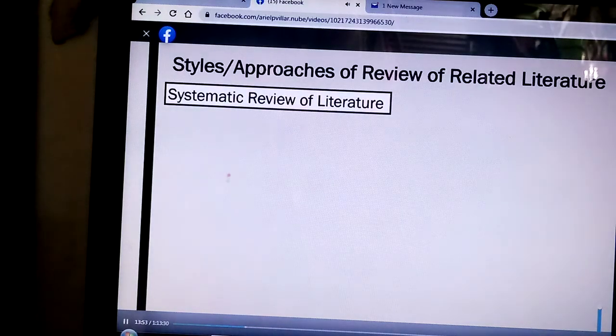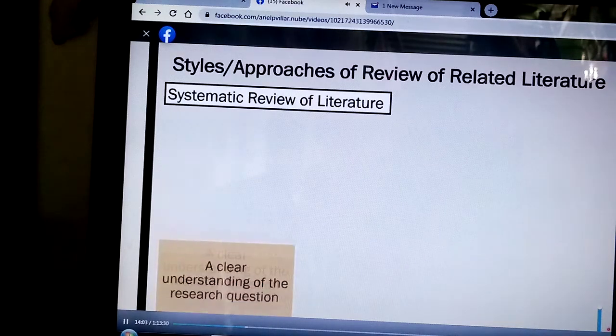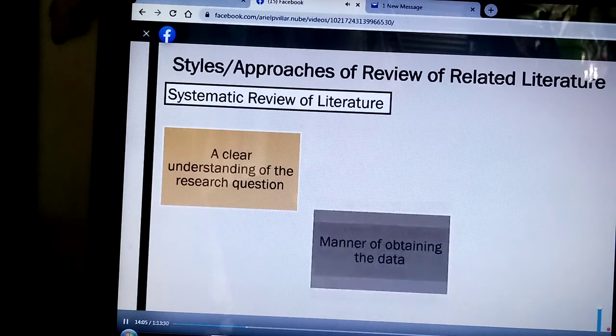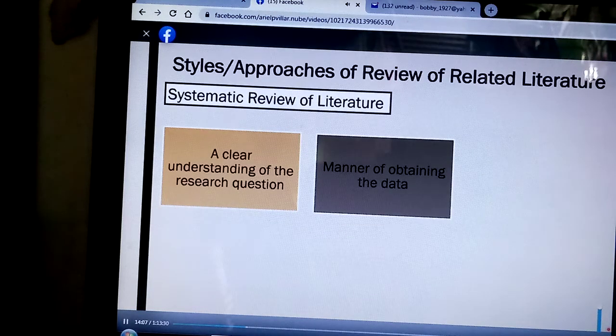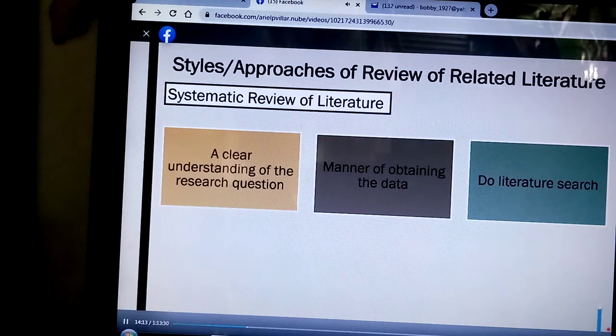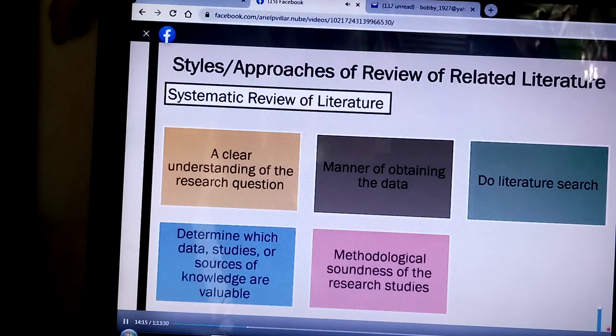The other style, or the other way, aside from the traditional, we have the systematic review of related literature. When we say systematic, ito po yung sistema na susundan nyo po when you are already writing or researching review of related literature and studies. Okay, so isa-isahin natin po siya, will be recall. Alright.